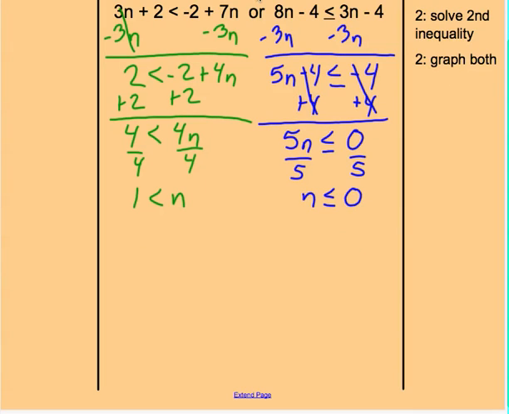So setting up my graph, making sure 0 and 1 both fit. I have n is greater than, remember read these backwards when the variable is on the right, n is greater than 1, so I'm shading to the right. N is less than or equal to, so closed circle, shaded to the left.